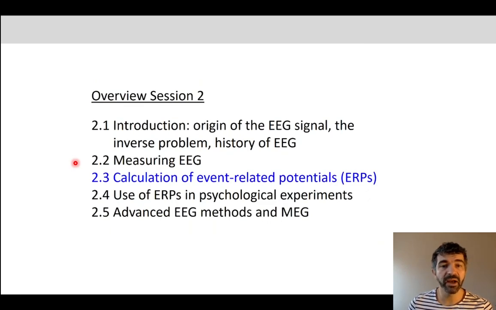Okay, so much about how event-related potentials are calculated. In the next part, we will talk about how they are actually used in psychological experiments, and I will show you some examples.